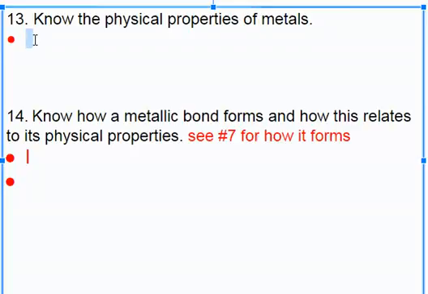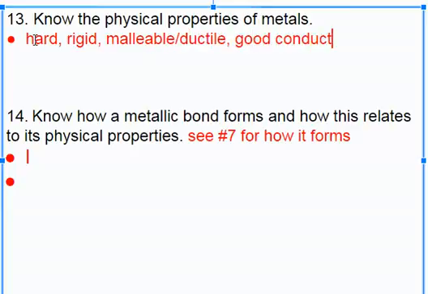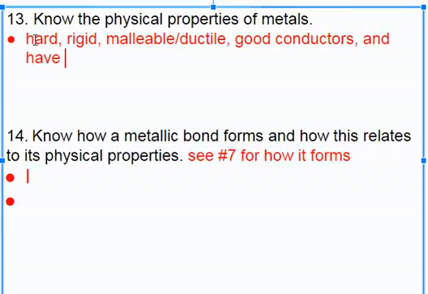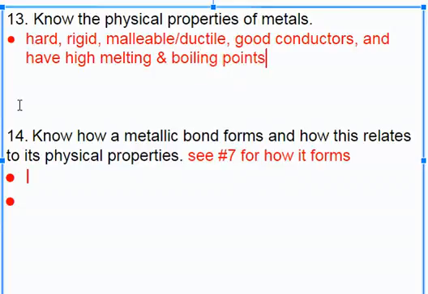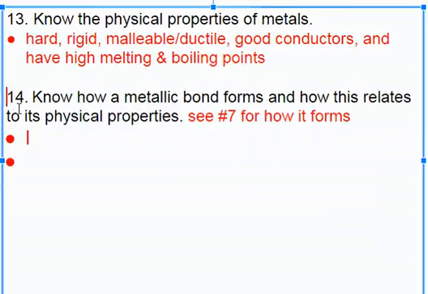So physical properties, we already talked about them being hard, they're rigid, but instead of being brittle, they're malleable or ductile. They're good conductors. And they have high melting and boiling points. Not quite as high as ionic, but fairly high.